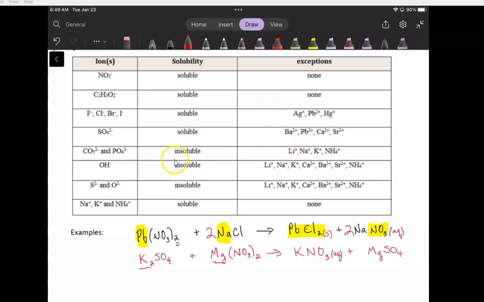Then your magnesium sulfate, well, most sulfates are soluble. There are exceptions to that. There are 4 exceptions, but magnesium is not one of them. So magnesium sulfate would also be soluble. So you're going to say AQ. And of course, what does that mean? Well, if both products are soluble, then that means we have a no reaction. And we don't need to balance it because it doesn't really happen. It's not a reaction.